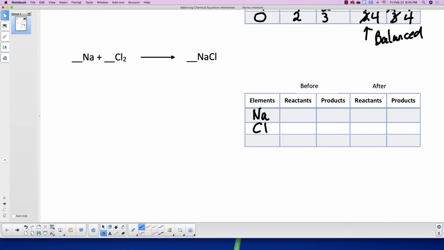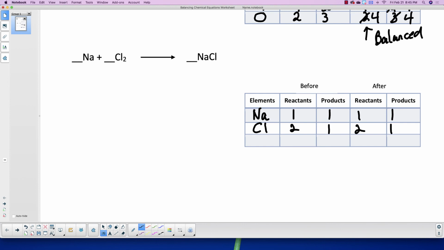All right, let's put our elements here in the table, and let's count up the number of sodium on the reactant side. So we've got 1 of those. Chlorines are 2. Now let's go to the product side. Sodiums are 1. Chlorines are 1. So we're not balanced. So let's take these numbers and put them over here because we're going to be changing them. I'd like to get rid of those arrows.